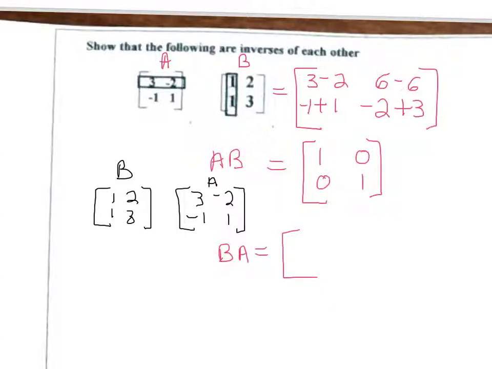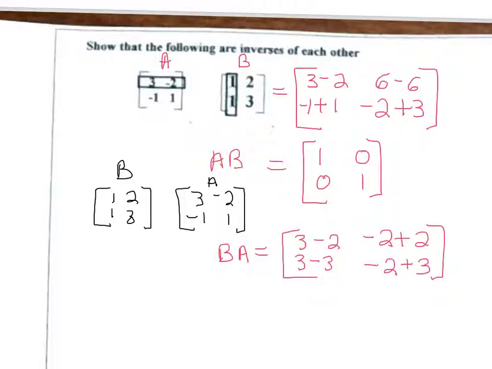So let's multiply. 1 times 3 is 3. 2 times negative 1, negative 2. 1 times negative 2, negative 2. 2 times 1 is 2. Second row, first column: 1 times 3 is 3. 3 times negative 1 is negative 3. 1 times negative 2 is negative 2. 3 times 1 is 3.